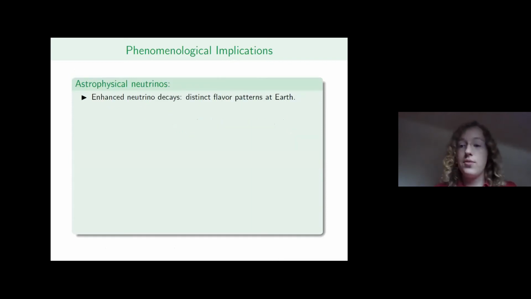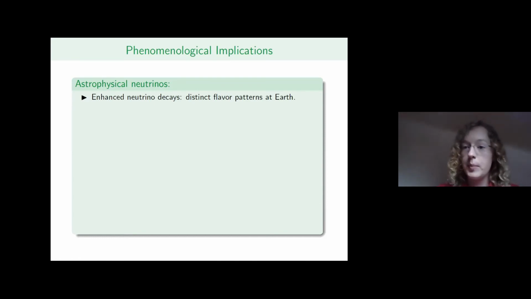So now let me come to the astrophysical sector. And here the most interesting aspect is that neutrinos are decaying. This is something I already mentioned on the previous slide. So we have a decay of a neutrino into another neutrino and one of these Goldstone bosons. And this means that if the neutrinos are traveling from far away to Earth, they would all decay into the lightest eigenstate. And if we have, for example, a normal mass hierarchy, the lightest eigenstate predominantly consists of the electron neutrino. This means that we have a distinct flavor pattern of neutrinos at Earth if the neutrinos are traveling a long enough distance to Earth.